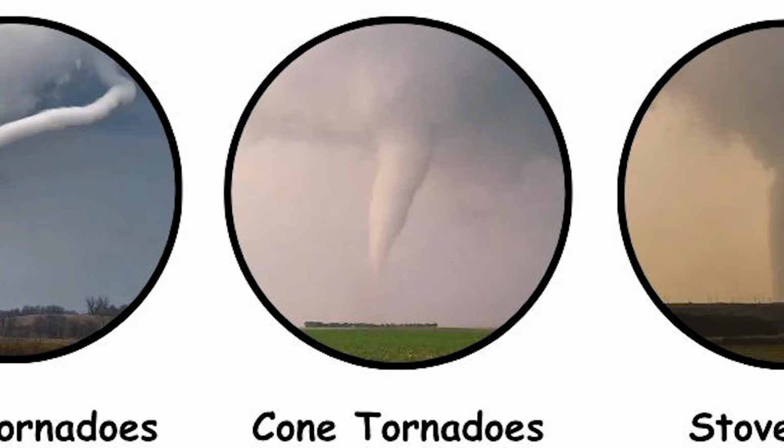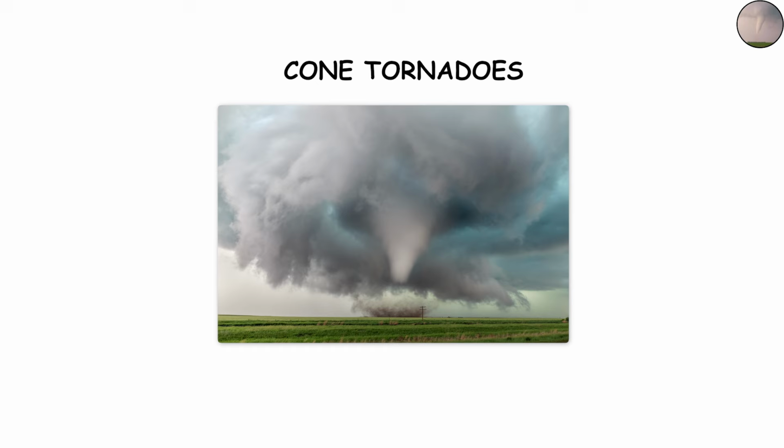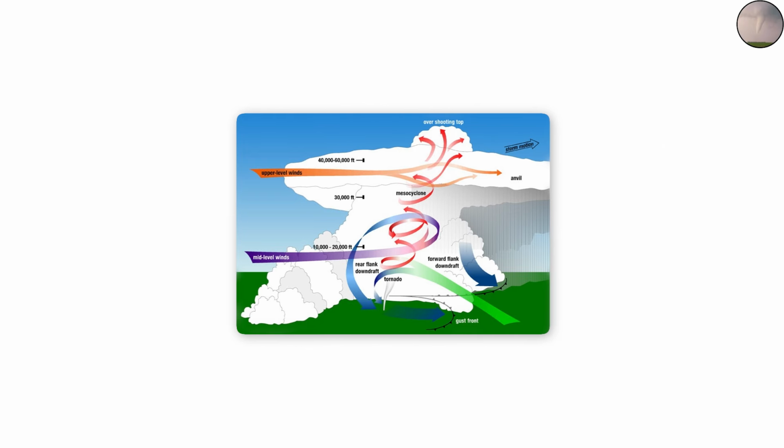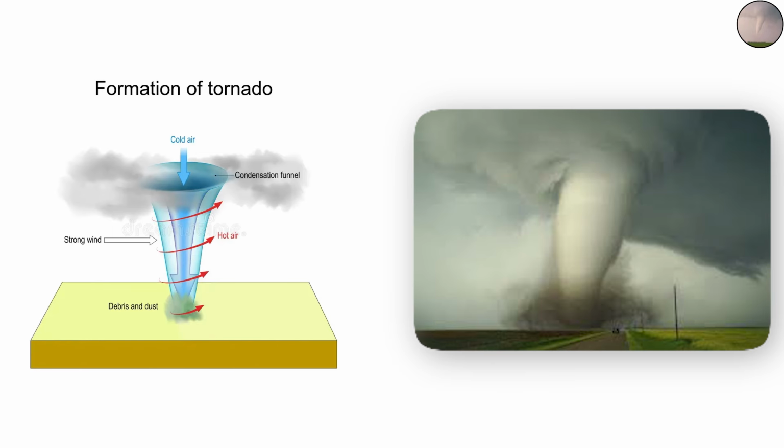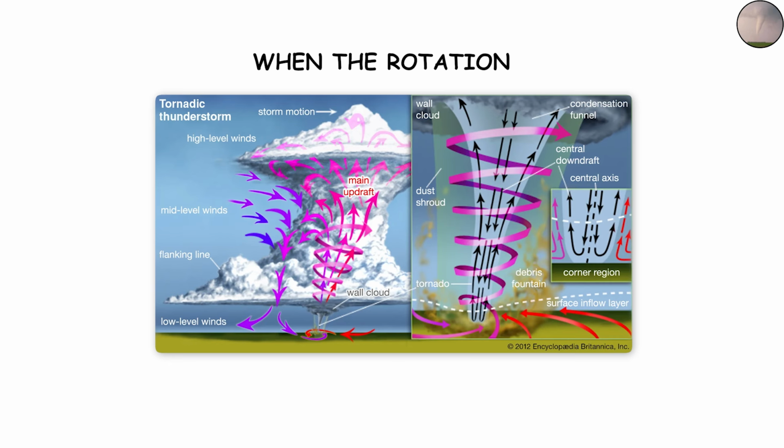Cone tornadoes. Cone tornadoes are what many people imagine when they think of a tornado. They are wider at the top near the cloud base and taper toward the ground, forming a shape similar to an ice cream cone. Cone tornadoes often develop during the mature stage of a tornado's life, when the rotation within the storm has become strong and stable.